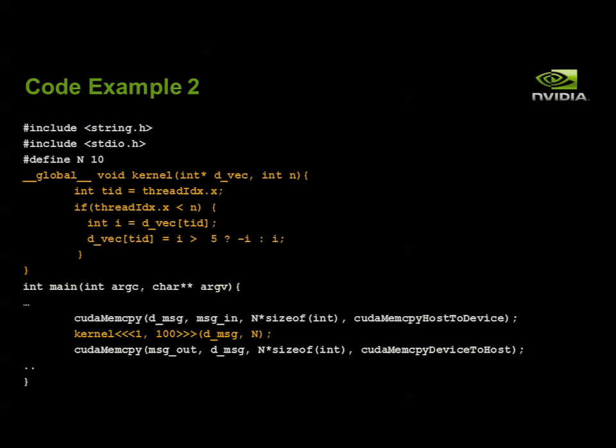So I'm taking a pointer to this device vector, and my index is just the thread ID. So I'm limiting myself to a fairly small number of elements that I can work with. And I'm safeguarding against the case that I have too many threads, more than I have elements in my array. And for each one of the valid elements, I'm setting the vector to either the value or the negative of the value, depending on what the value is.